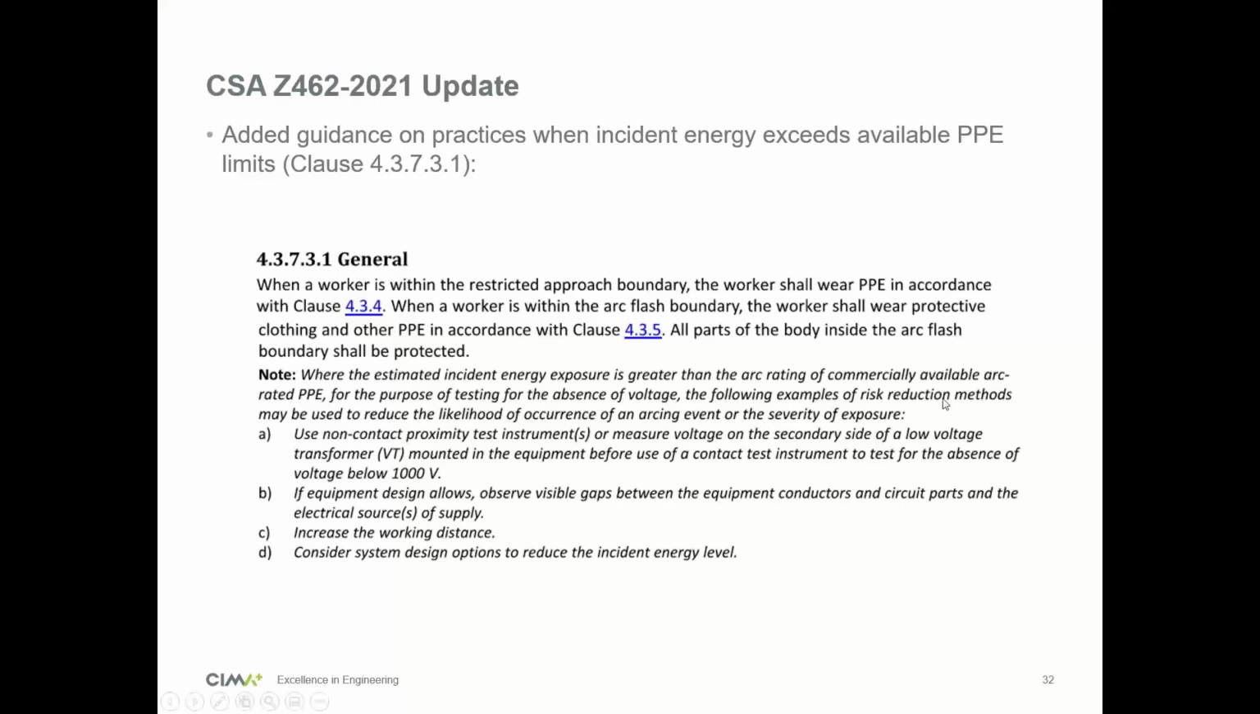So the following examples of risk reduction methods may be used to reduce the likelihood of occurrence of an arcing event. So they recommend this: use a non-contact proximity test equipment or measure voltage on the secondary side of a PT that's mounted on the equipment to test the absence of voltage below 1000 volts. You can observe visible gaps between equipment conductors and circuit parts and the sources of supply. You can increase the working distance. And you can also consider system design options to reduce the incident energy level. So I'll go through some ways later for system design options. Basically, they added more details on what methods you can use to reduce incident energy level.